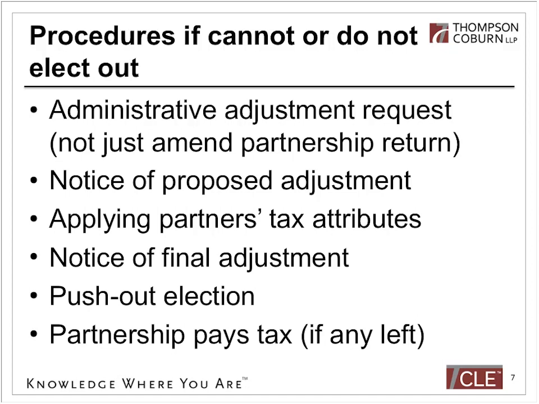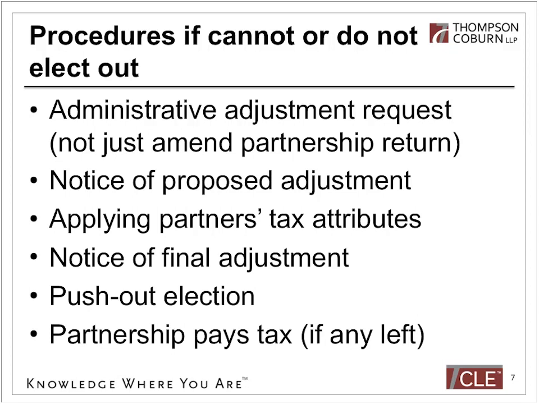So there might not be any tax. Another example might be you might have a partner who has a huge capital loss carry forward, and the adjustment might be to increase capital gain. So in those cases, we would really like to apply the partners' tax attributes, and we're going to talk about that too. And so anyway, we'll talk about applying partners' tax attributes, and then once you apply the partner's tax attributes and talk to the IRS about it, then the IRS will issue a notice of final adjustment.